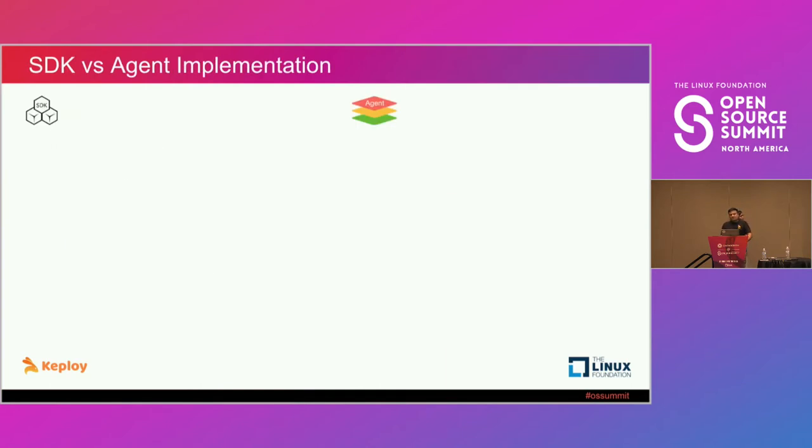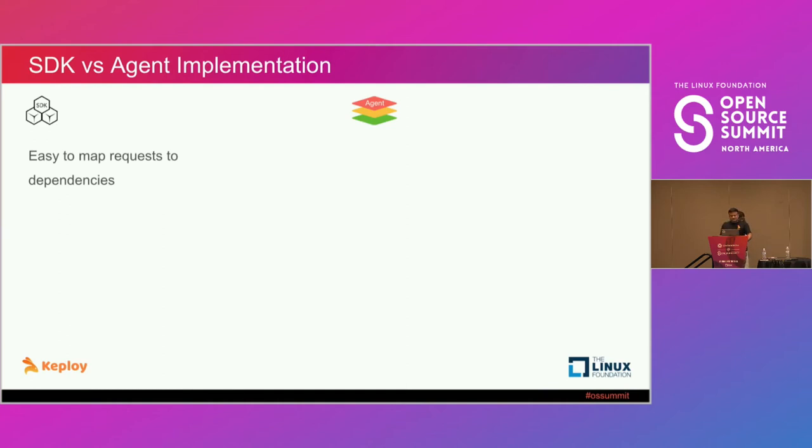Now once we are here, the next obvious problem to solve was, should we build an SDK for this or should we build an agent? By agent, what I mean is something like a proxy. Imagine it could be an Envoy filter or a network proxy, which we could install on something like a Kubernetes cluster. So we went through pros and cons of both.